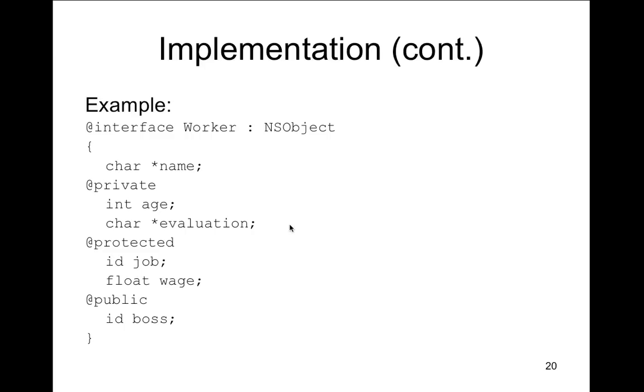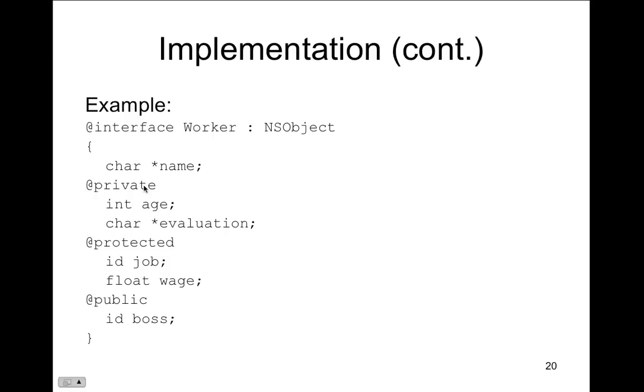In terms of an example, here we have the interface Worker that's inherited from NSObject, which is the higher superclass. This is the subclass, character name. It's a pointer name, and then we have private, protected, and public. Look at that. We still have it, except that instead of going private colon, protected colon, public colon, take away the colon and use an at symbol for everything. So a lot of the syntax is in the form of at.